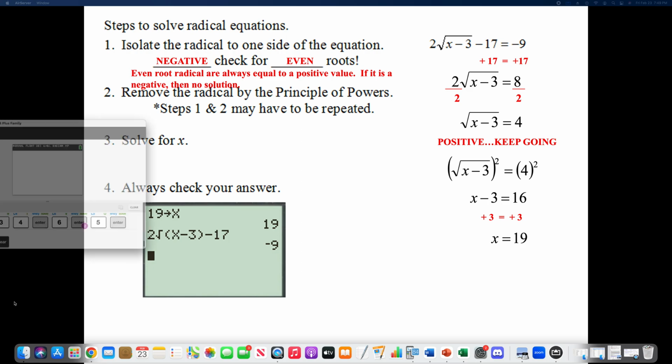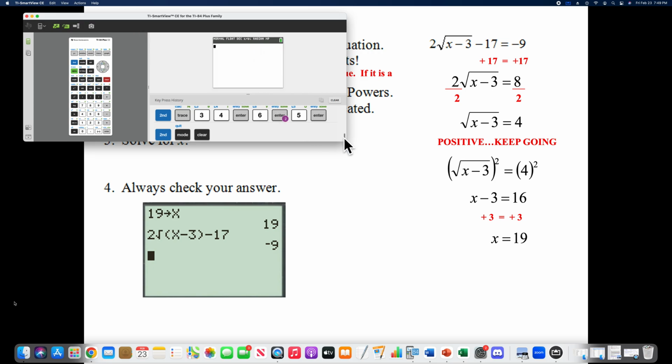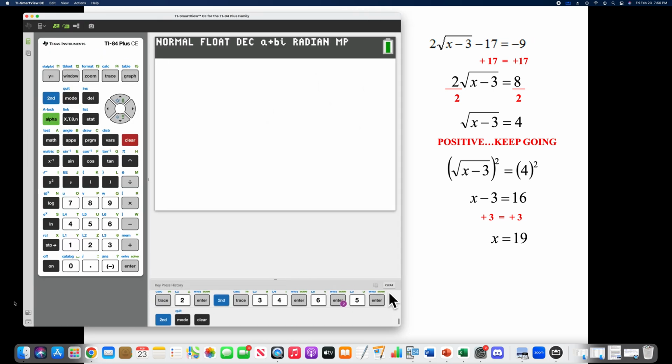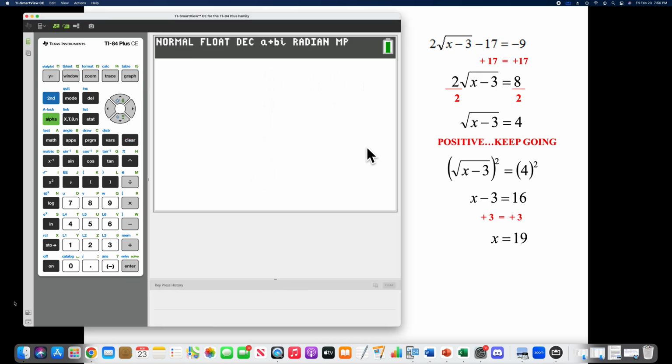All right, here we go. I found it. So here are the steps. I'm going to clear out my steps down below so you can see the steps I'm doing here.